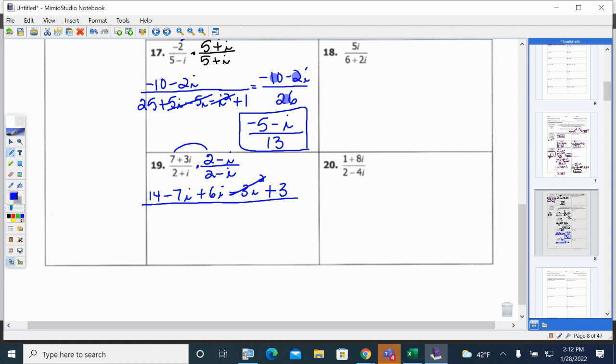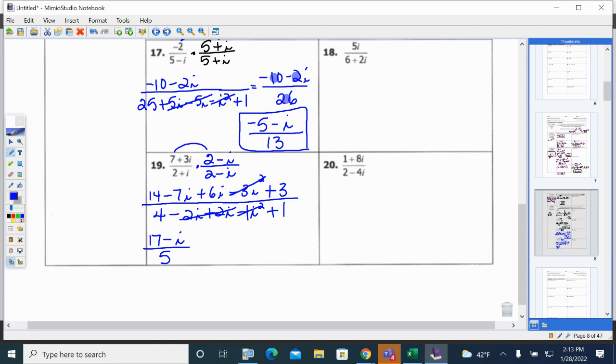In the denominator, 2 times 2 is 4. 2 times -i is a -2i. i times a positive 2 is a positive 2i. And i times -i is a -i squared. And again, I'm going to immediately change my i squared. i squared is -1. -1 times -1 is a positive 1. So combining my like terms in the numerator, my real parts are 14 plus 3. So I have 17. -7i plus 6i is a -1i. And then in the denominator, the -2i and the positive 2i cancel. And 4 plus 1 is 5.